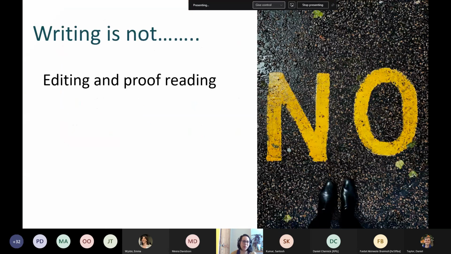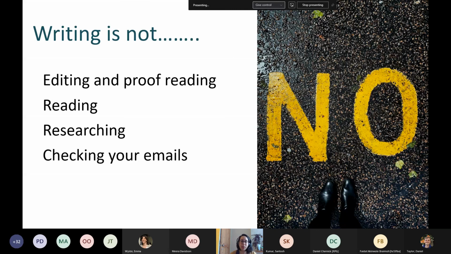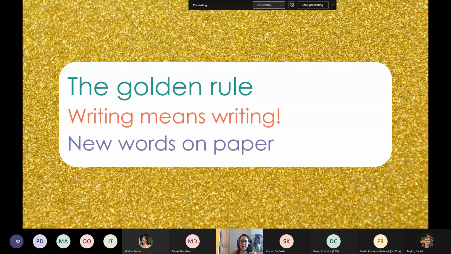So writing is not editing and proofreading. This isn't the time for you to go through and check your spelling and shuffle around the grammar. It isn't the time for you to do your reading or your researching. It's not the time for checking your emails. It's not the time for checking social media. So writing is only for writing. You're putting new words on paper. So that is the golden rule.